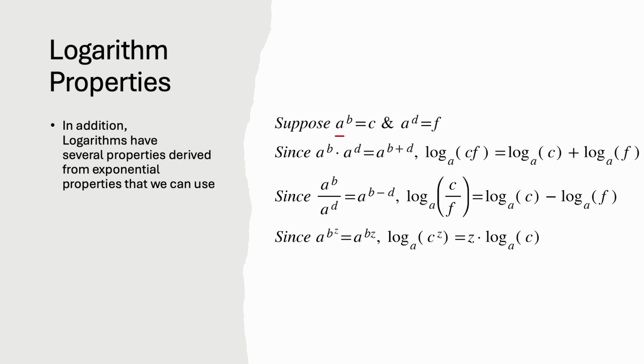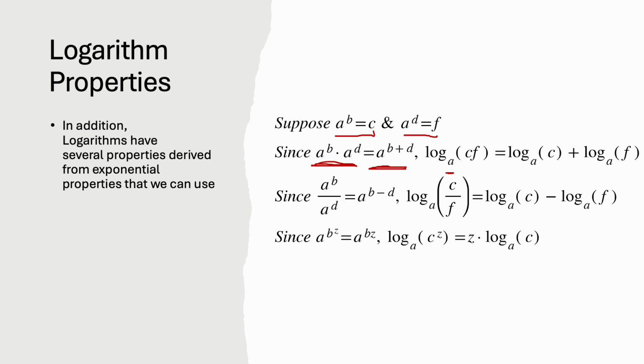So let's say that a to the b is equal to c and a to the d is equal to f. If you're remembering your exponential rules, if we multiply two exponents with the same base, we add the exponents themselves. So a to the b times a to the d is going to be equal to a to the b plus d. And because of that, what we're really going to do with these log expressions is just move around what the values are, but we're still going to use the same general concept.